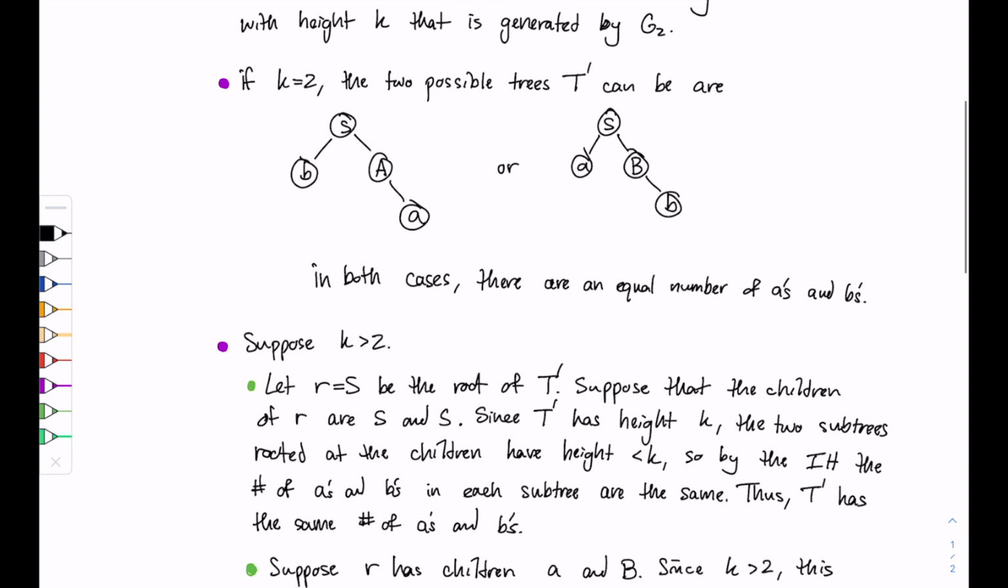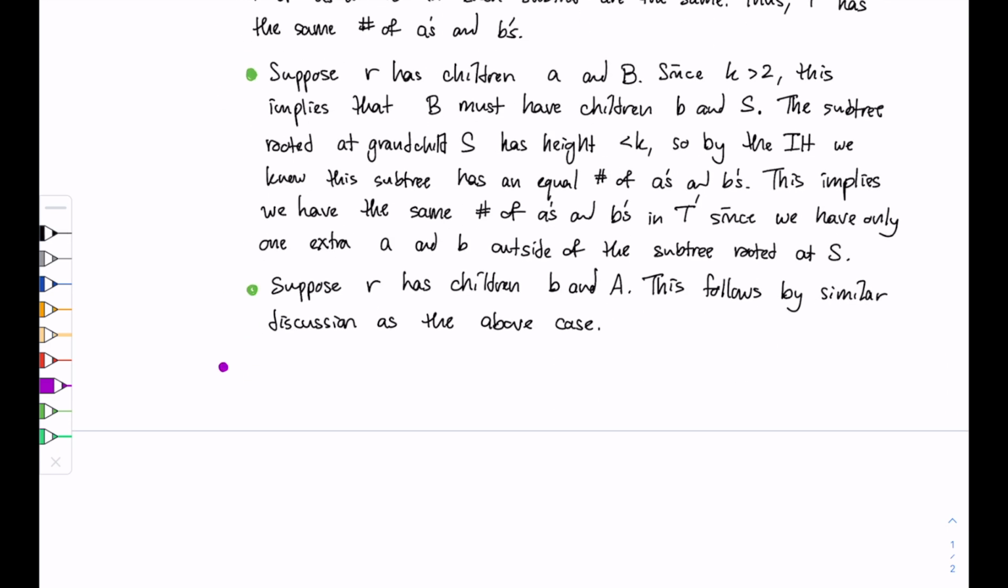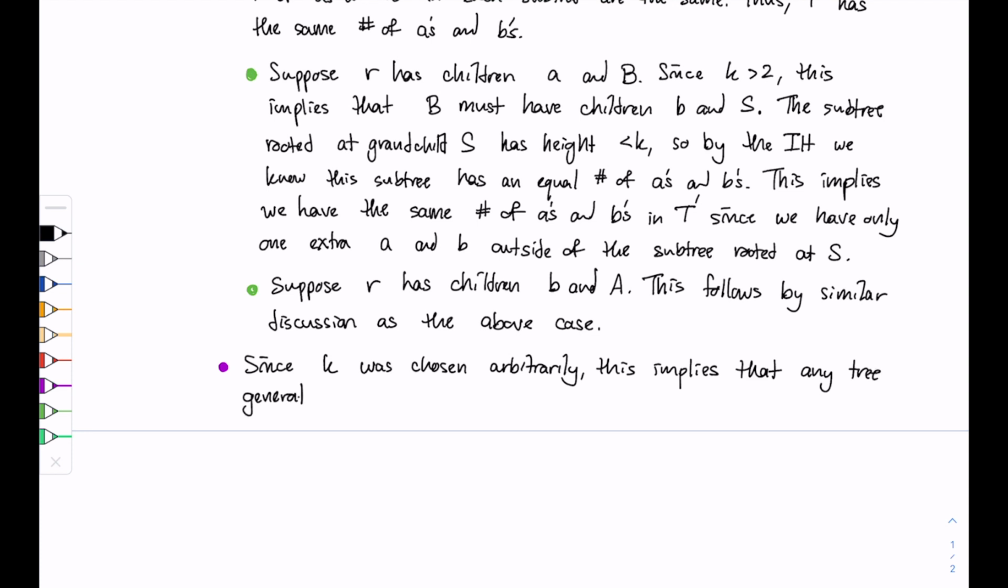And so, I guess, as a conclusion, this is basically enough, but since k was chosen arbitrarily, this implies that any tree generated by G2 must have an equal number of A's and B's. And that is it.